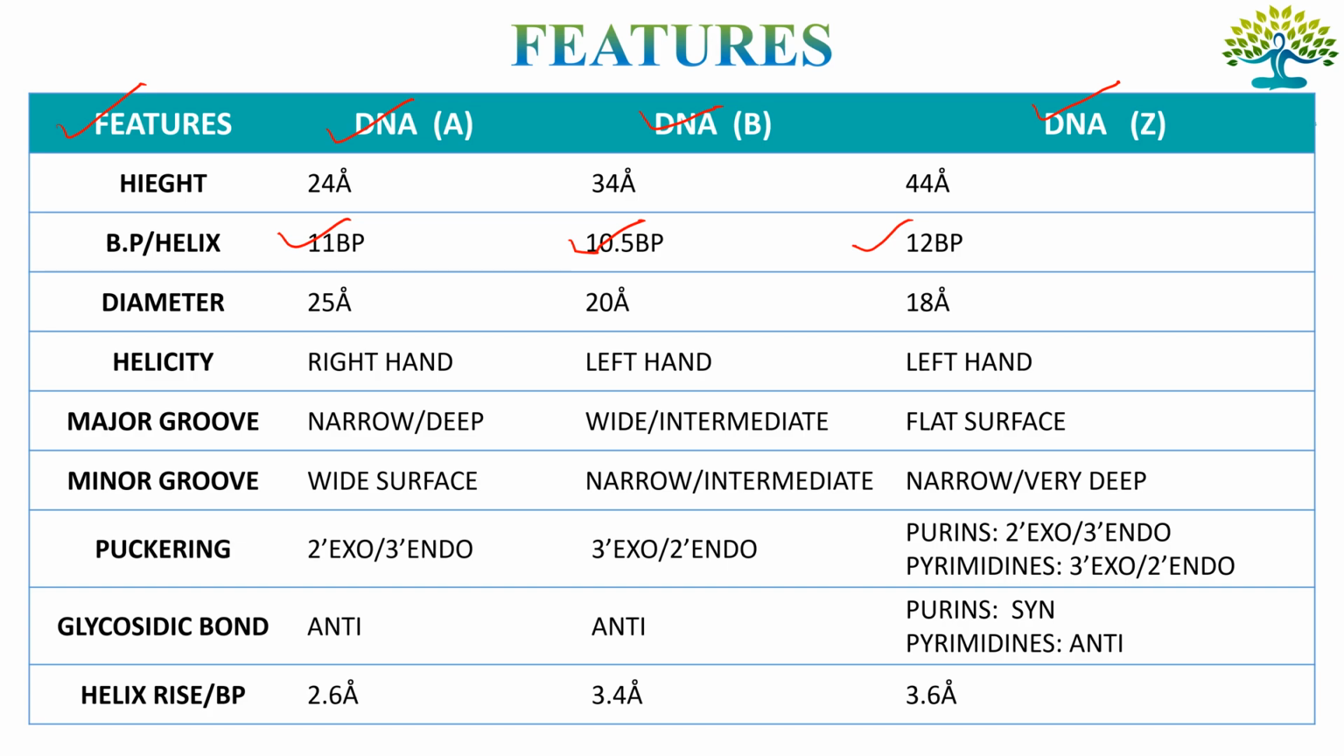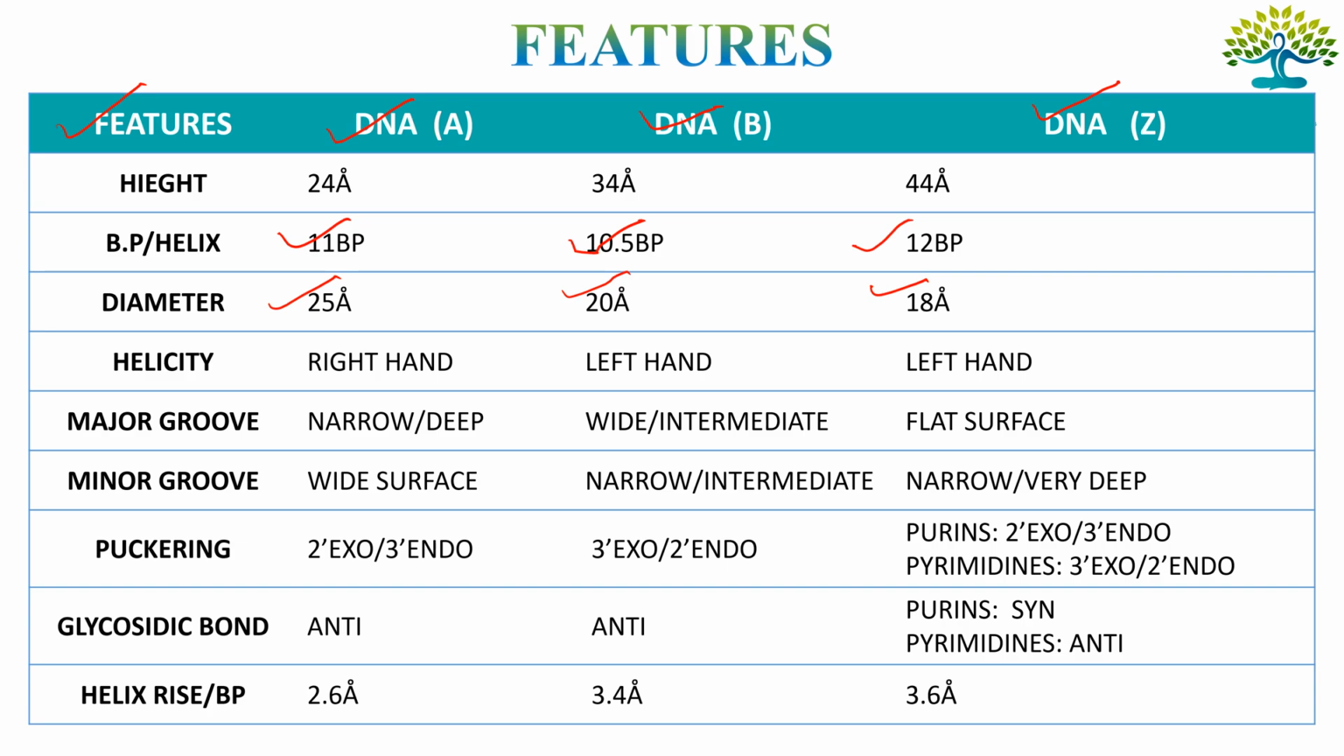Okay, next feature comes diameter. Again, they are considering the diameter of the helix from the axis, so that is 28 angstrom, 20 angstrom and 18 angstrom. So likewise for A form 25, for B form 20 and for Z form 18 angstrom. So these three points are frequently asked in the examination.